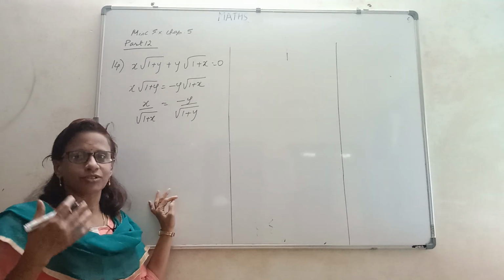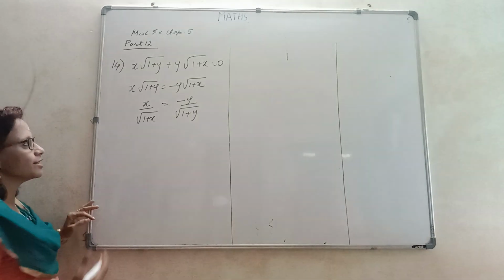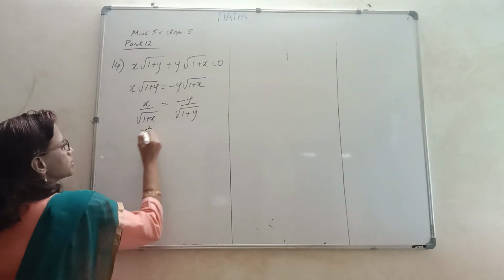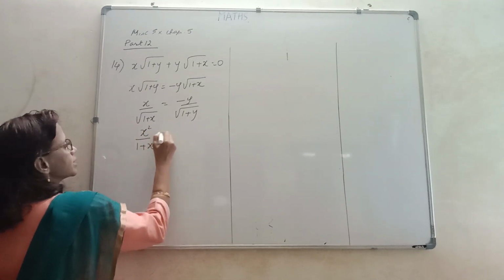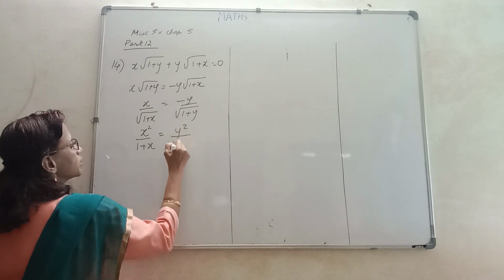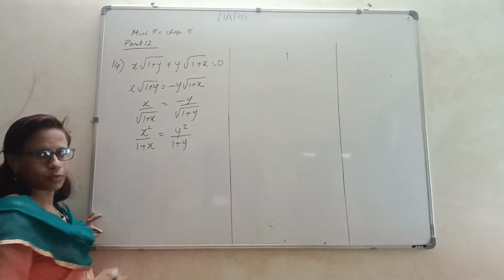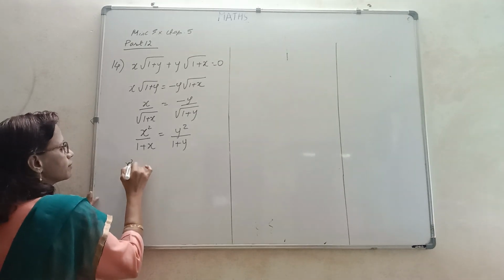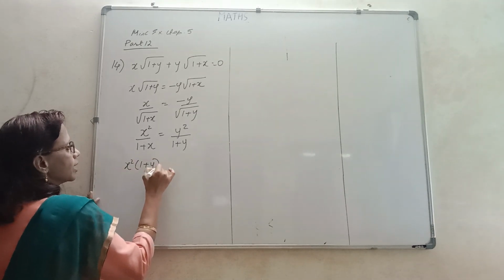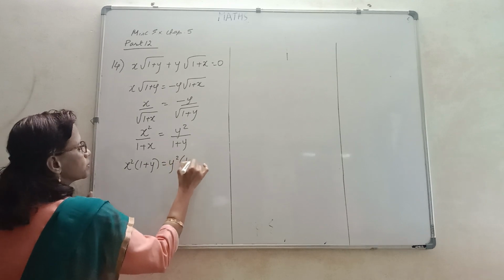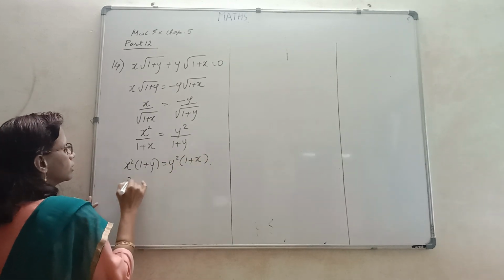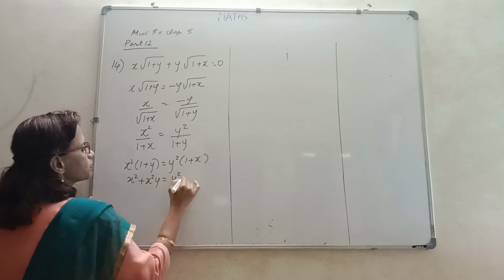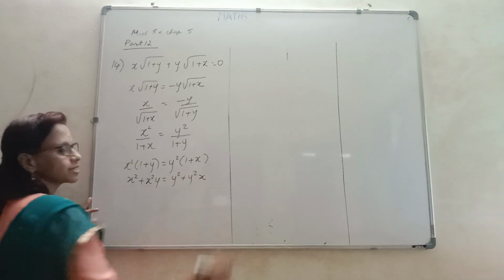Let's square both sides so that things become a little easier. When we square both sides, this will become x squared by 1 plus x, and this will become y squared by 1 plus y. We have squared. Now let's organize and get the terms that way. So you have x squared times 1 plus y and y squared times 1 plus x. So x squared plus x squared y equals y squared plus y squared x.